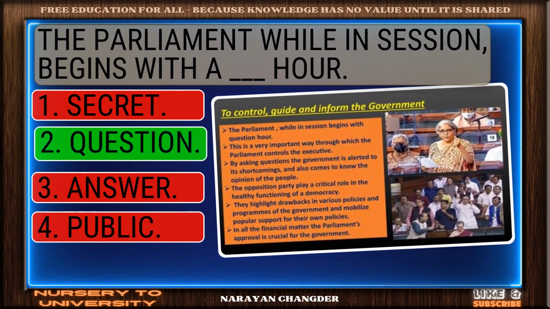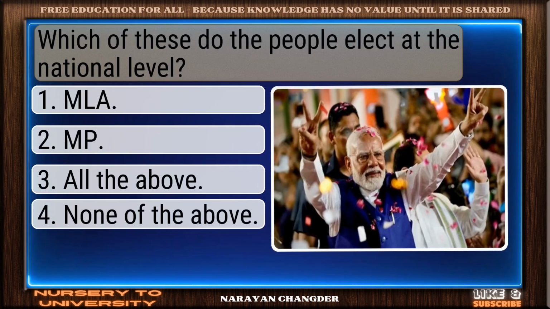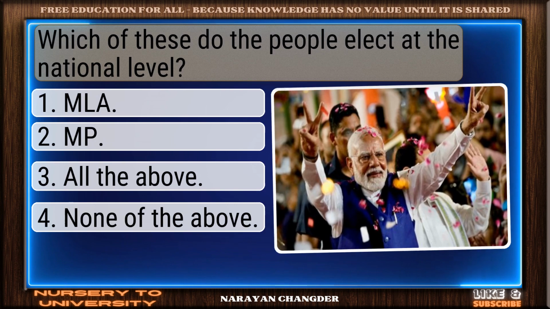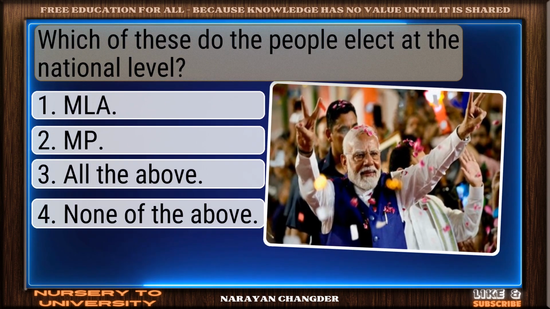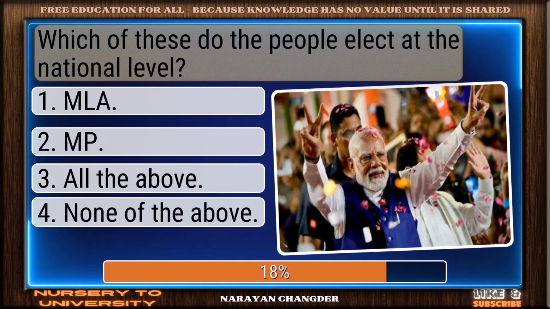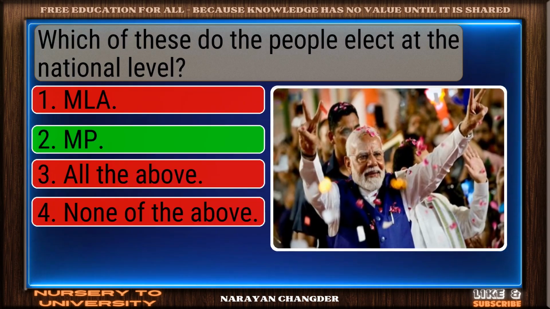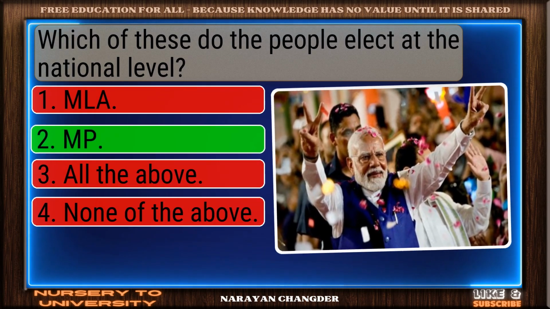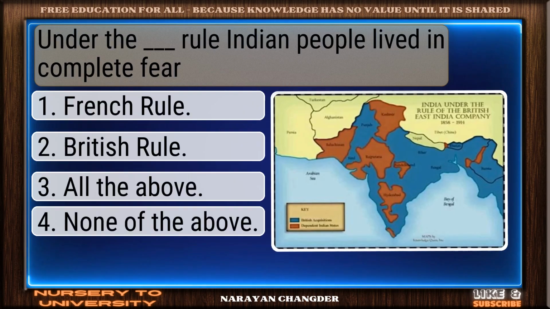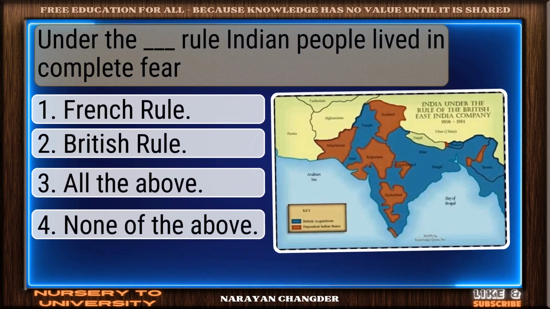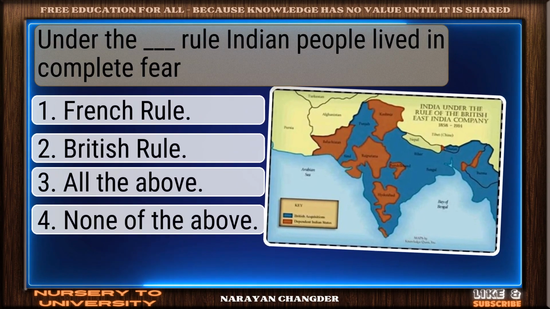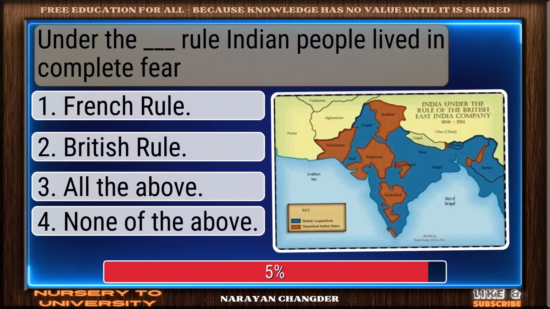Smart pick. Question is the correct choice. Question number 93. Which of these do the people elect at the national level? Well picked. MP is the correct answer. Question number 94. Under the dash rule, Indian people lived in complete fear.